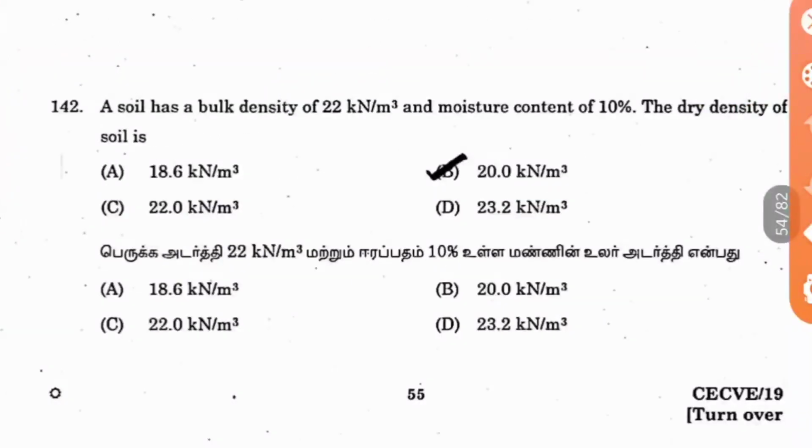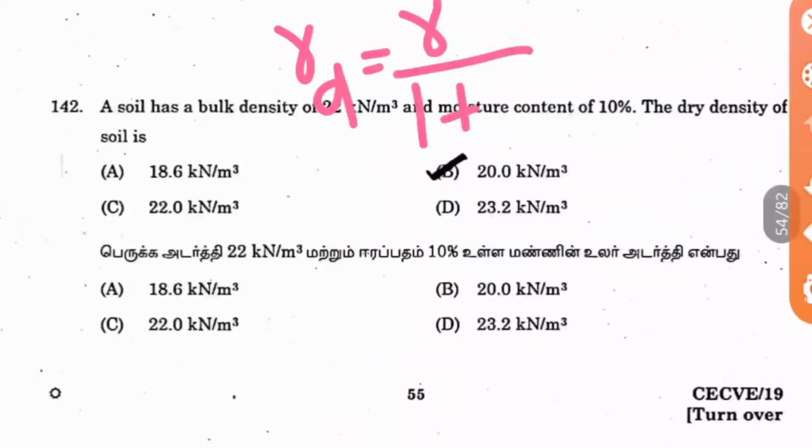142. A soil has a bulk density of 22 kilonewton per meter cube and moisture content of 10%. The dry density of the soil is what? So here the formula is: dry density is equal to bulk density by 1 plus w. The bulk density and water content, that is the moisture content, are given already. So it is 22 divided by 1 plus 0.1. 10% has to be converted to 0.1. So it is 22 by 1.1, which is 20 kilonewton per meter cube.